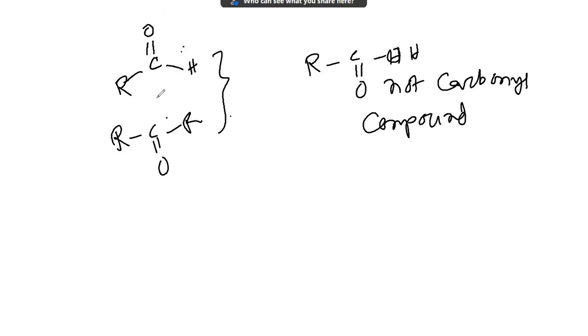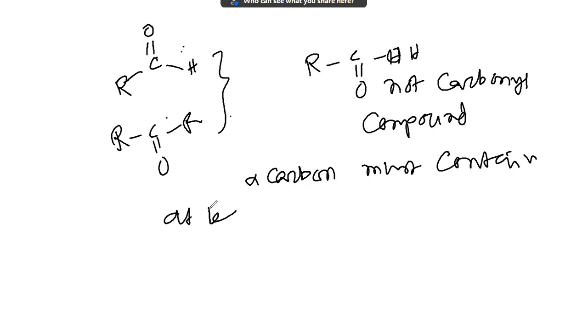This reaction is common to both aldehyde and ketone, but there is a precondition. The precondition is that the alpha carbon, the carbon next to the carbonyl group, must contain at least one hydrogen. This is the precondition for the Aldol condensation reaction. If the carbon doesn't contain any alpha hydrogen, it shouldn't undergo Aldol condensation.